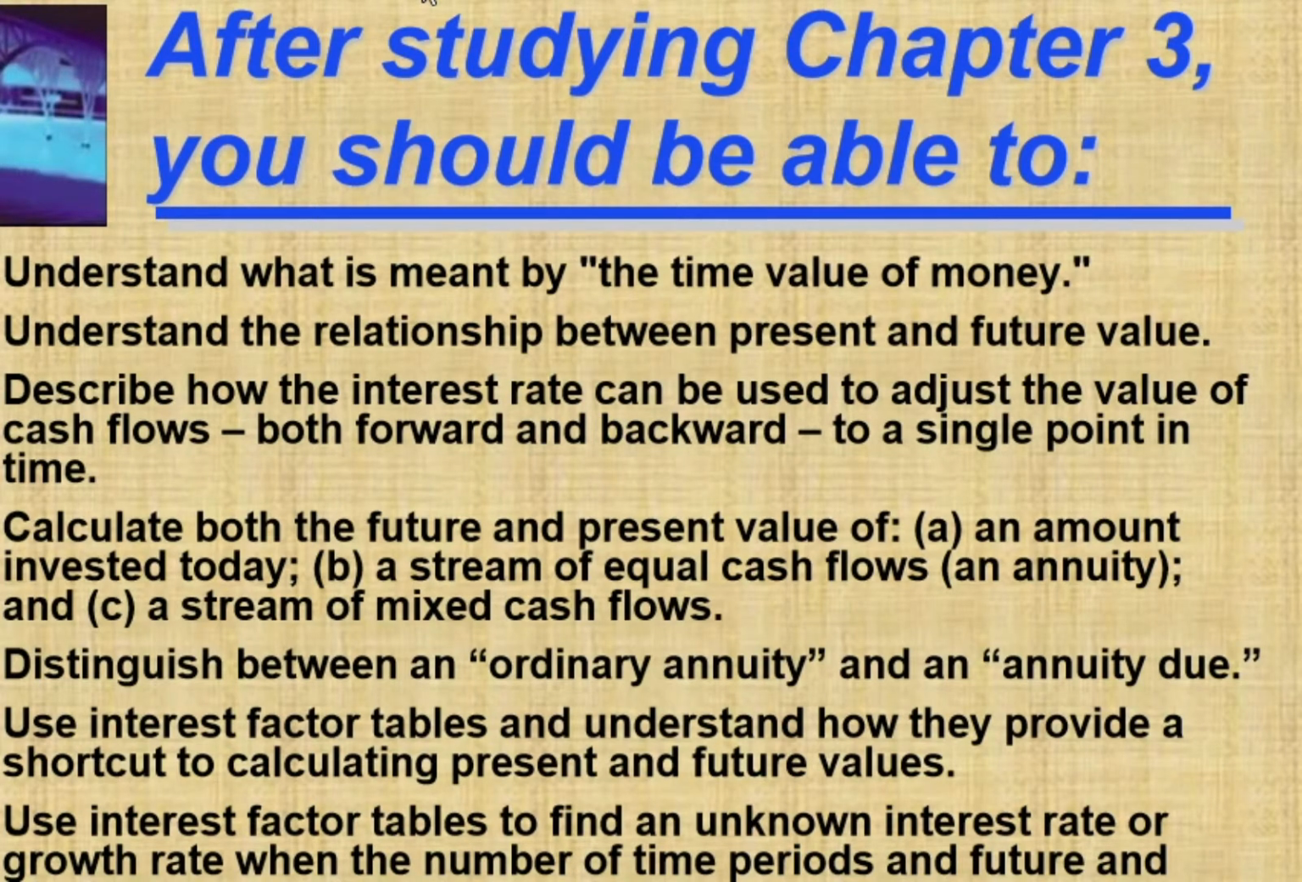After studying chapter 3, you should be able to understand what is meant by time value of money. Okay, what is time value? And what is the relationship between the present and future values? So you know that money has time value, then automatically there is a present and future. And describe how the interest rate changes the value of money. When the time changes, the interest rate is constant and the value of the amount is increasing because of the interest.